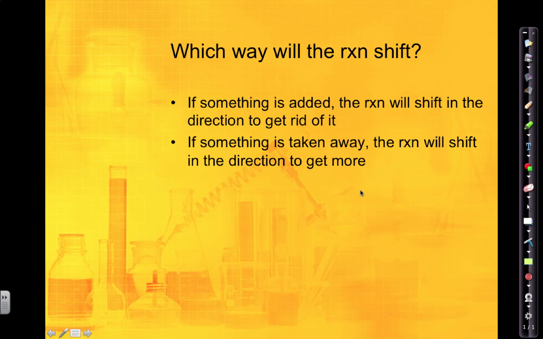Alright, so Le Chatelier's principle will tell you which way the reaction is going to shift. So if something is added, the reaction is going to shift to get rid of it. So if I add a reactant, well, I can use up the reactants to make products, and then that would get rid of it. If something is taken away, the reaction is going to shift to get more of that thing. So if I take out the product, I'm going to start wanting to create more products to undo what has been done.